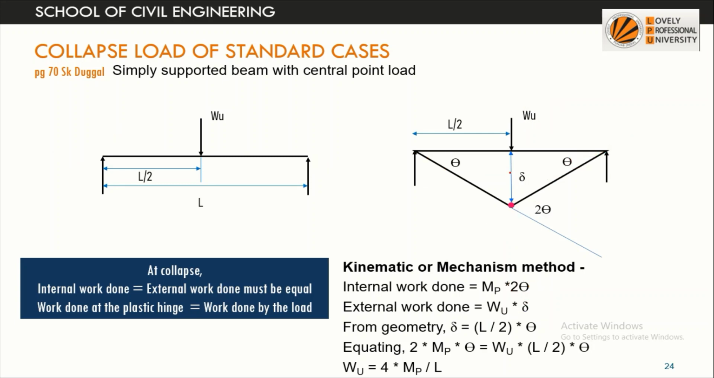So we'll use this triangle. This length is delta, this angle is theta, and this is L by 2. So we'll write tan theta is equal to delta by L by 2. From this we'll put the value of delta as theta L by 2. When we solve, theta will cancel out and we will get W as 4Mp by L. The Mp value we can calculate by Fy into Zp.